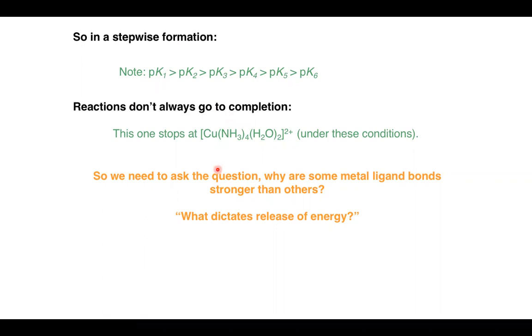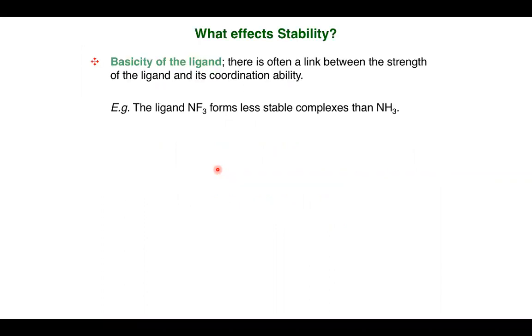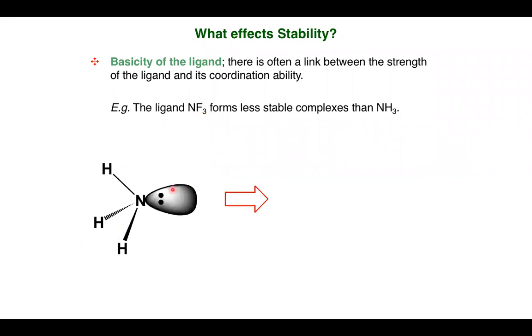And so we need to ask the questions: why are some metal ligand bonds stronger than others? What dictates the release of energy? So what affects the stability? So we've got basicity of the ligand. There's often a link between the strength of the ligand and its coordination ability. So the ligand NF3 forms less stable complexes than NH3. So NH3 here versus NF3.